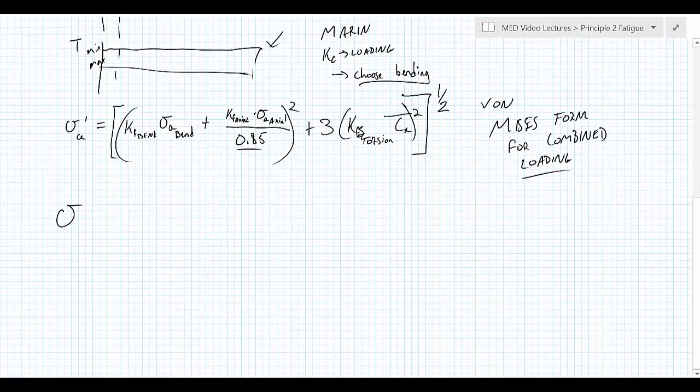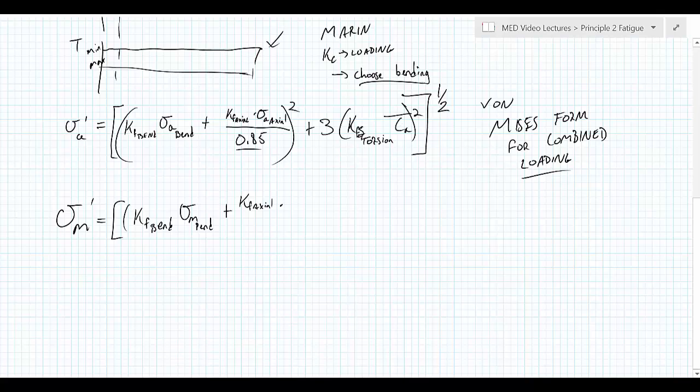We can also do the same thing for our mean stress, but it will look a little bit different. We will have our Kf for bending times our sigma mean for bending, plus the Kf for axial times our sigma mean for axial. And we do not need to include the 0.85 here.